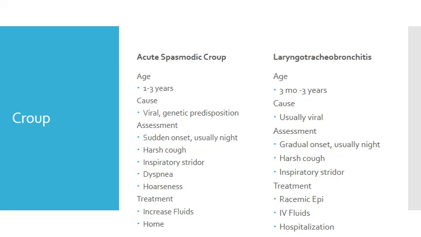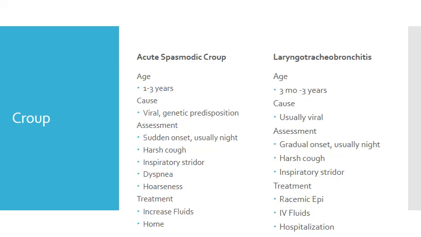Assessment is going to be a little bit different, but really pretty similar. Acute spasmodic croup is usually not as severe as laryngotracheobronchitis. So acute spasmodic can usually be cared for at home, versus laryngotracheobronchitis is usually going to be hospitalized for some time. So if we're looking at the spasmodic croup treatment, we're going to focus on educating parents on how to take care of the child at home.